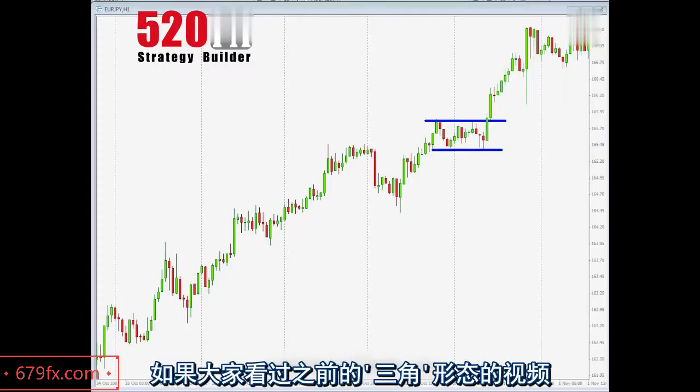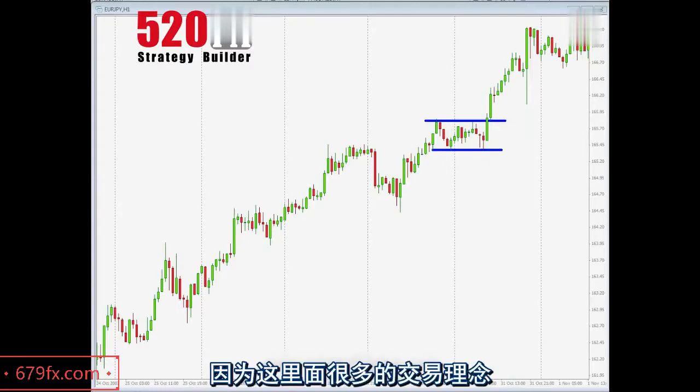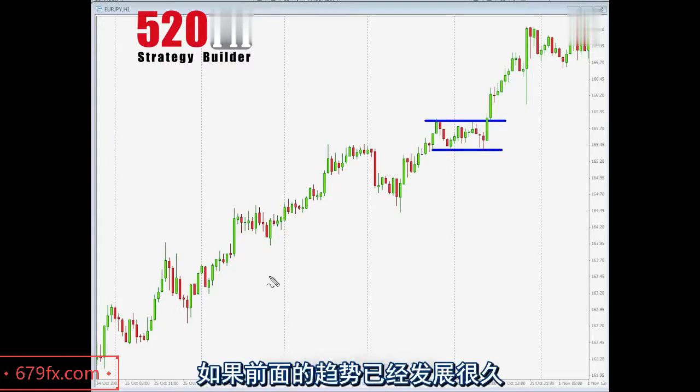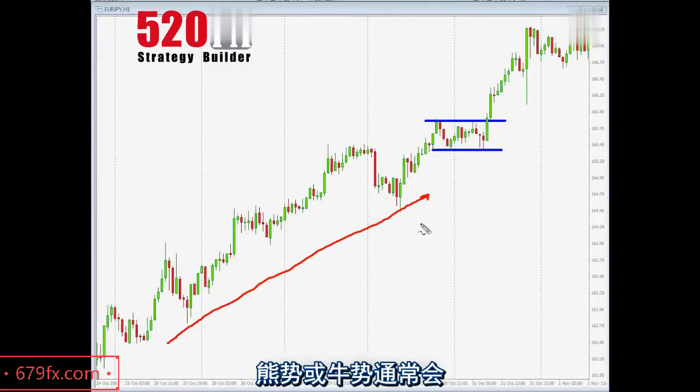If you've watched the previous video regarding triangles, this is going to be pretty straightforward, because most of the trading principles that we saw in the triangle breakout video will apply to this one. It's basically the same nature as far as the pattern goes. It's a congestion area. When you have an uptrend, sometimes the bulls and the bears need to take a breather in order to gather enough momentum for a new thrust in the direction of the main trend.